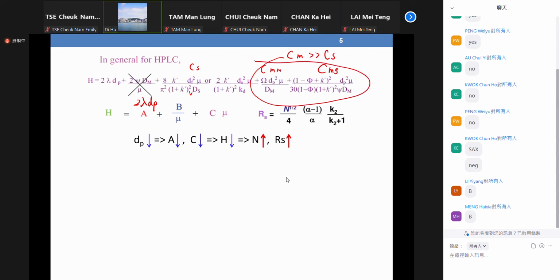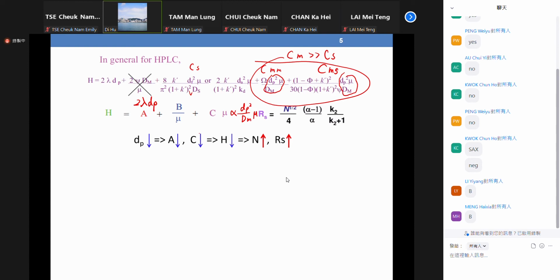If I focus on these two, what do you see? I see something in common. So the C mu is proportional to dP squared divided by Dm, times mu, right? So C mu is related to that one, and we'll use that later on. So C mu is proportional to dP squared divided by Dm mu. Anyway, we can see when dP decreases, the C term of course decreases as well.